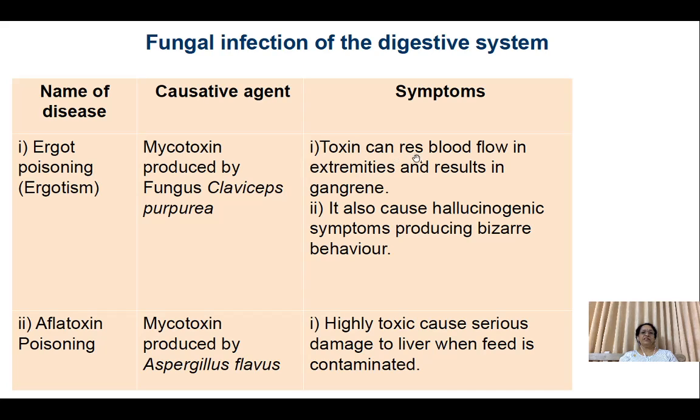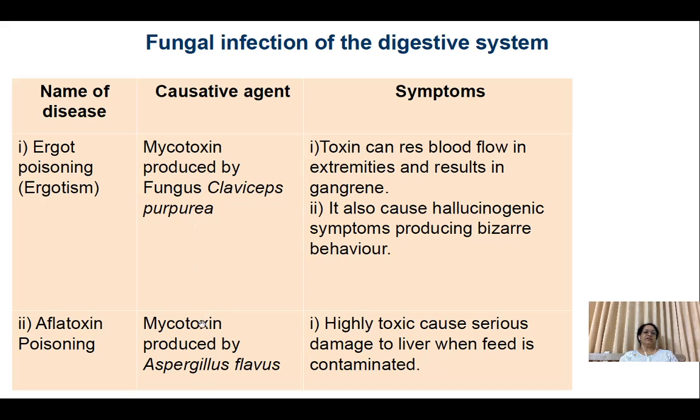This toxin can resist blood flow in the extremities, and because of this it results in gangrene. Amputation is required when gangrene occurs in the extremities of the body. It also causes hallucinogenic symptoms, producing bizarre behavior.